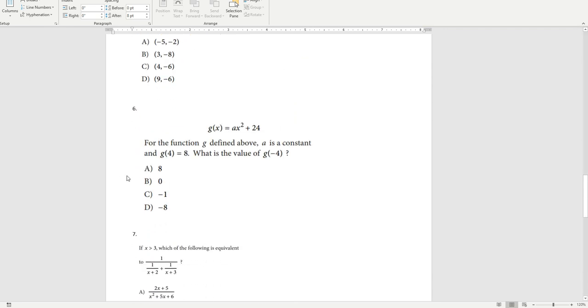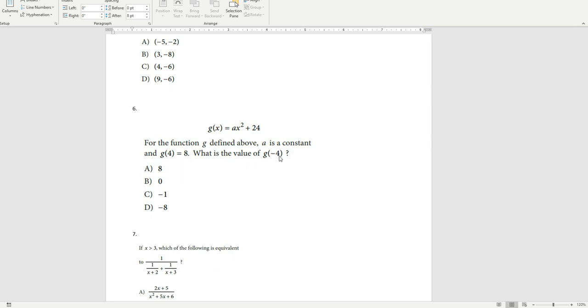Alright, let's go to number 6. This is a function, g of x. This is how you represent a function. For the function g defined above, a is a constant. G of 4 is equal to 8, meaning when you plug in 4 for x, 4 squared is 16, and then 16 times a plus 24, you get 8. G of x becomes 8.